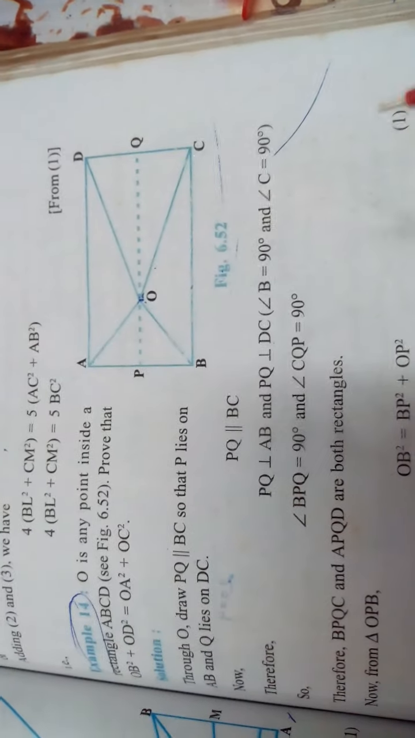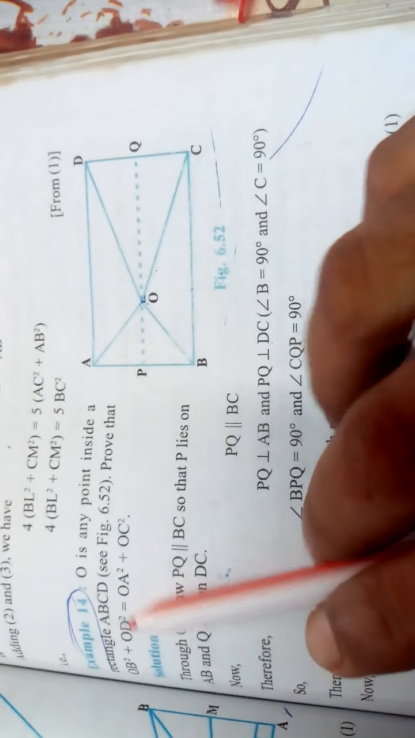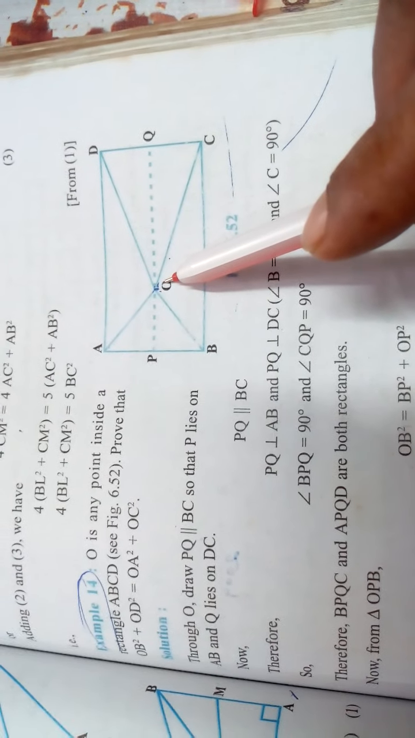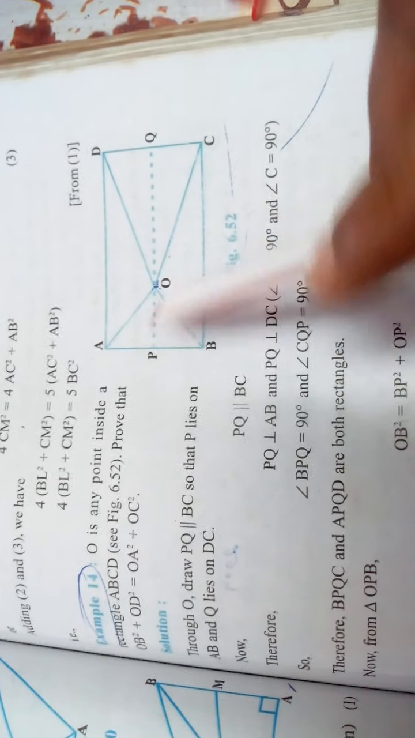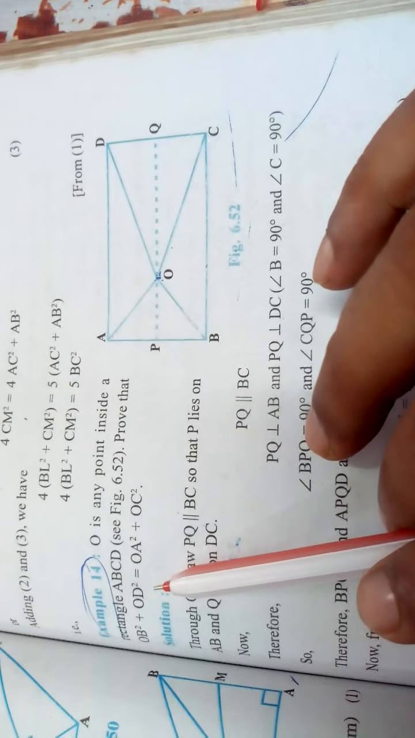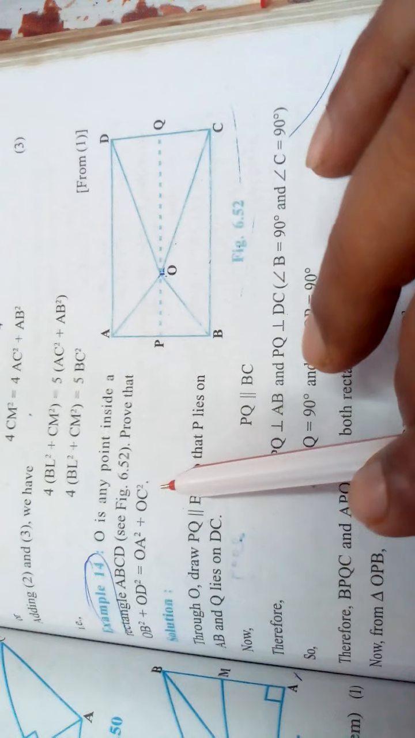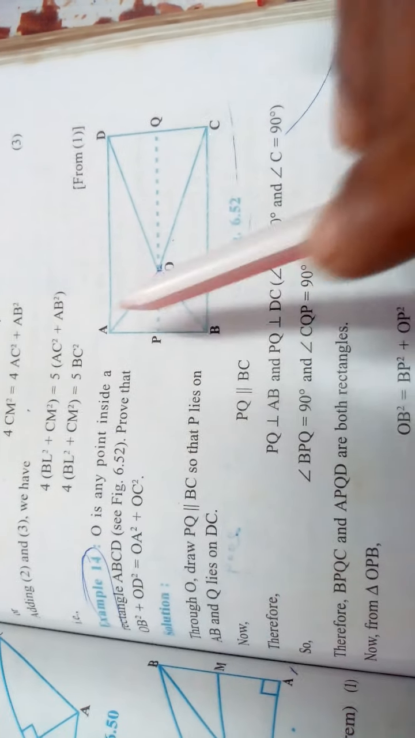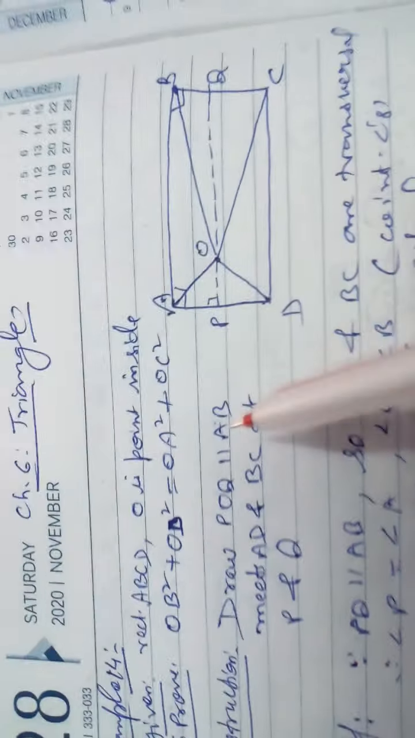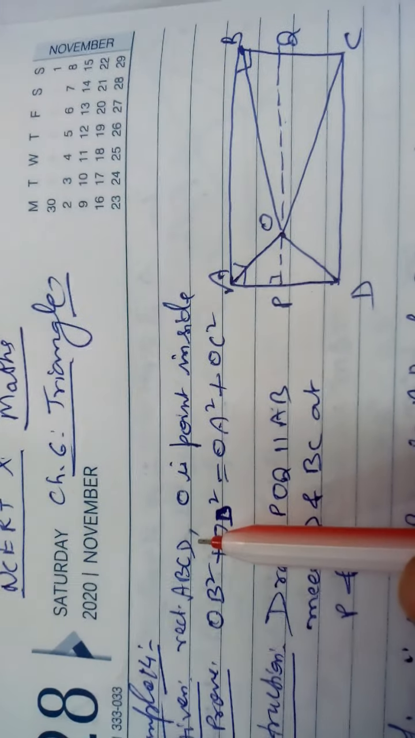Example number 14. O is any point inside of a rectangle ABCD. Prove that OB square plus OD square is equal to OA square plus OC square. These lines are given. So first of all, we will write down the given rectangle ABCD.